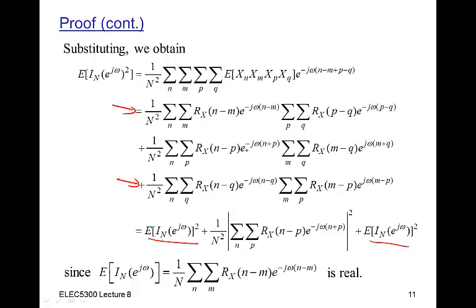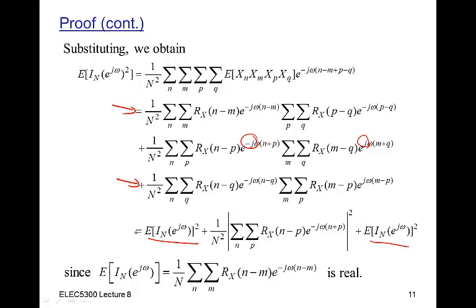The only thing I want you to notice about this one is that if the autocorrelation here is real, which we know it is, then this is really just the complex conjugate. These two are complex conjugates because they're identical except for the fact that I have a minus j omega here and I have a plus j omega here. So I have this thing times this complex conjugate, so that's just the squared magnitude of this thing here.